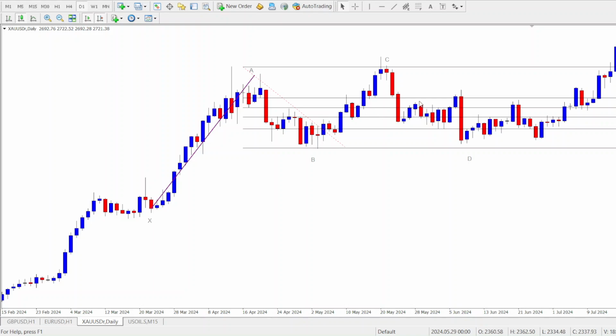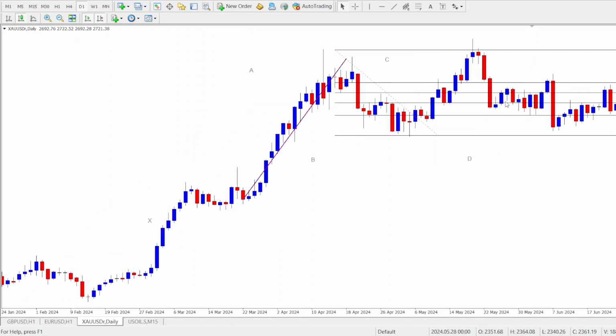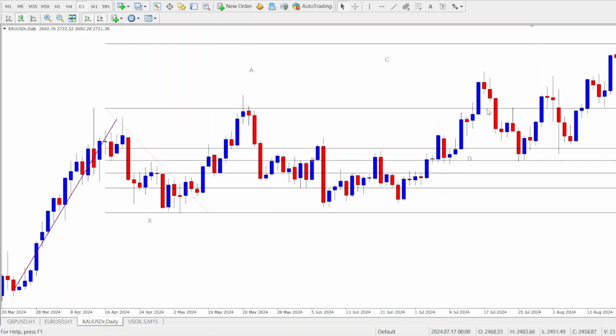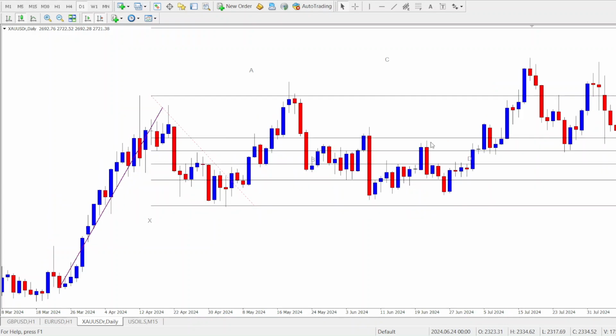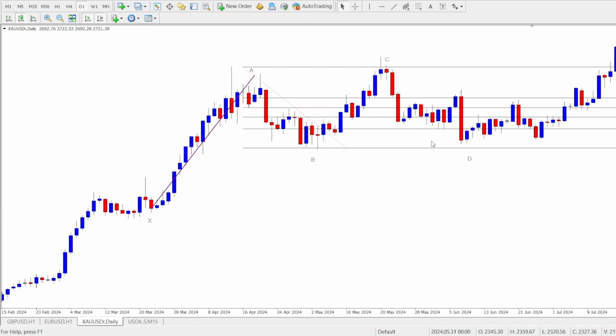Then as for the final leg from C to D, it will extend up to 88.6% of XA, signaling the reversal. Again, these patterns need precise Fibonacci levels, okay? The Fibonacci levels should be precise, so you have to use your charting tools to measure them accurately.